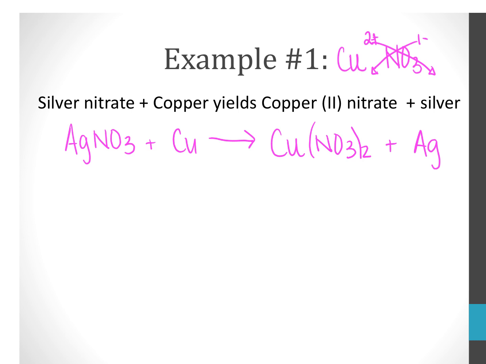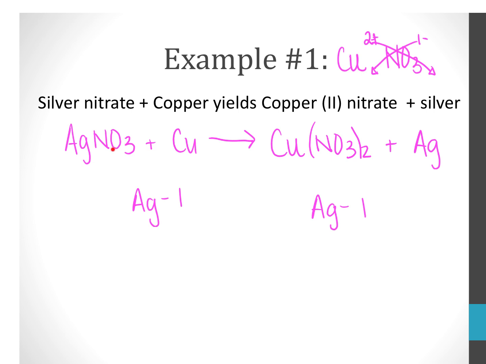I find it easier if we just make a tally right below. So what's the first element you see? Silver. So I'm just going to make a list below. So there's silver on the left side of the equation, and there's still silver on the right side of the equation. How many silvers are on the left side? Just one. And then how many are on the right side? One.